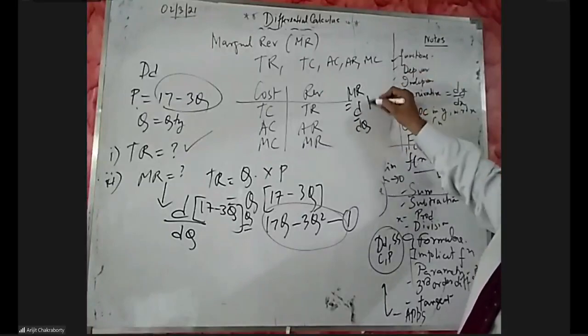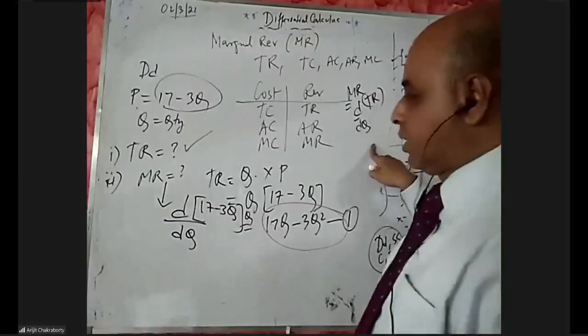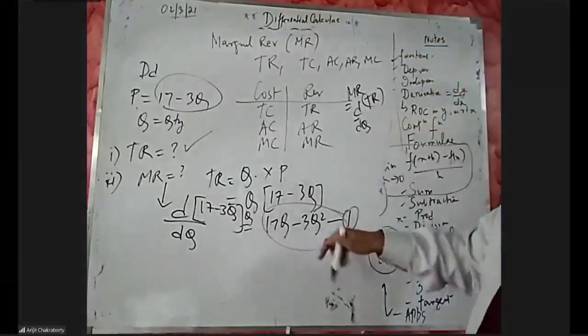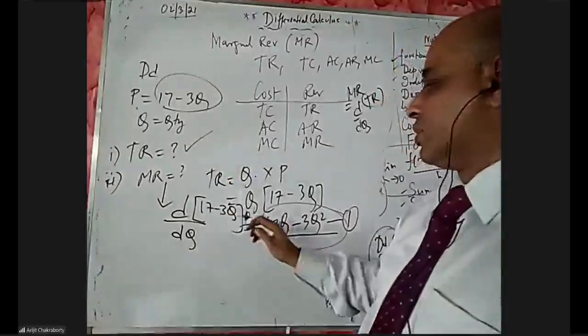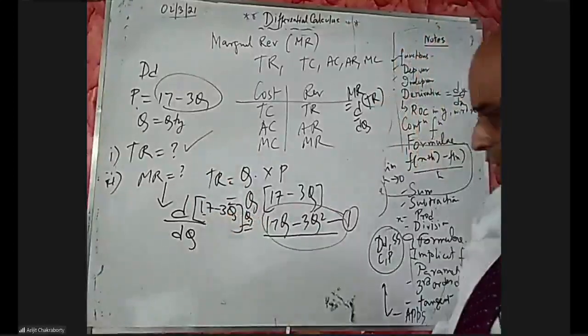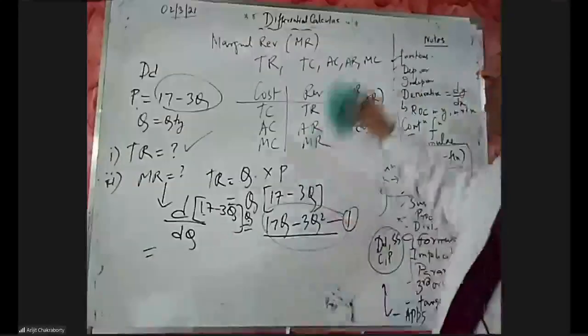The differential coefficient of the total revenue will give you the marginal revenue. So here we have the total revenue we have found out, and we are trying to find the marginal revenue. So it is 17 minus 3Q into Q. Let me just solve it here.